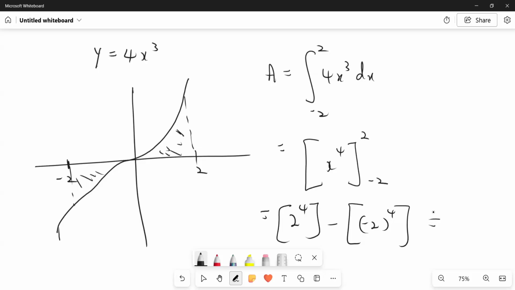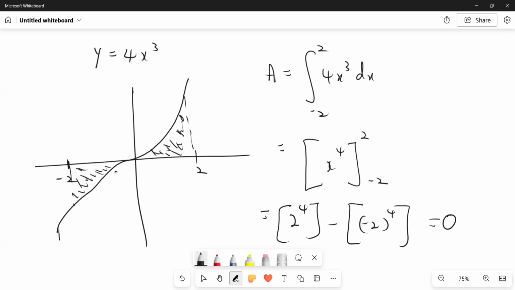2 to the 4th power would be 16. Negative 2 to the 4th power would be 16. So 16 subtract 16, you get 0. But this area is not 0. You realize that, right? You get what I'm saying?